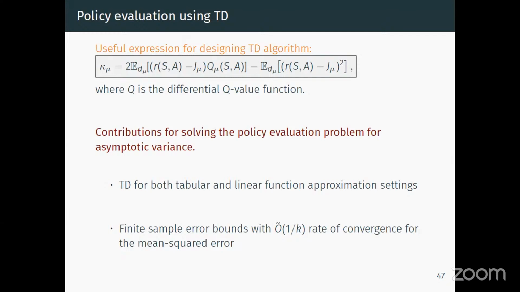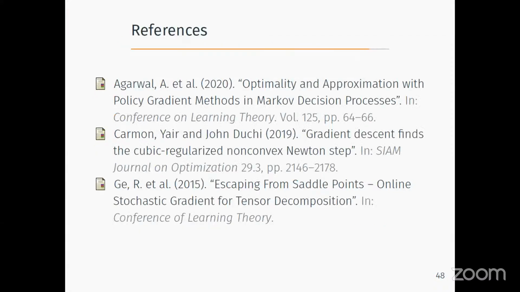And for this, we just want to say that we came up with a TD type algorithm using this equivalent notion, where Q is the differential value function. This is like a Q function that you will see in average cost problems. And with a lot of effort, we got finite sample error bounds. Yeah, so that's maybe the end.